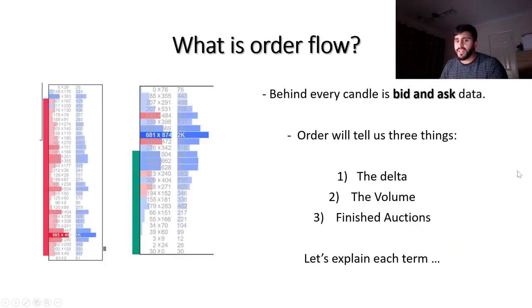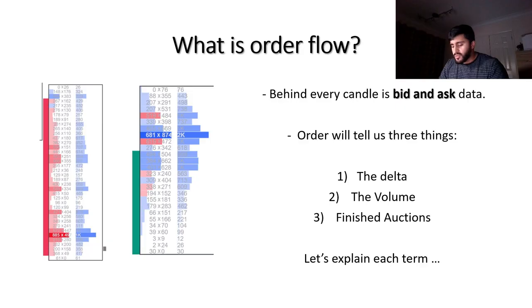So what is order flow? Let's get into it. Every candle will have 2 numbers associated within it, which is something that a lot of people don't even know. You have the bid and you have the ask. And the bid and the ask give us 3 very, very important things: the delta, the volume, and finished auctions, which is something we're going to get into now.